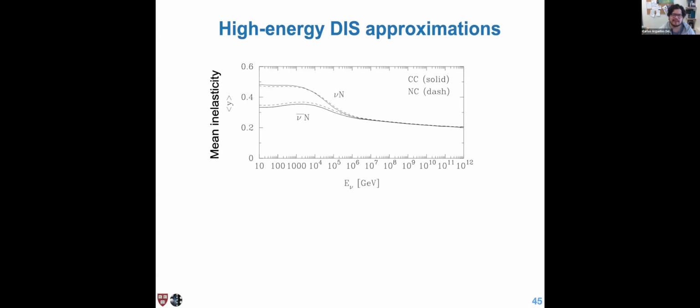Within elasticity, in any case, the tendency is for the neutrino interaction to become more inelastic with energy, which means most of the energy is going to the lepton.